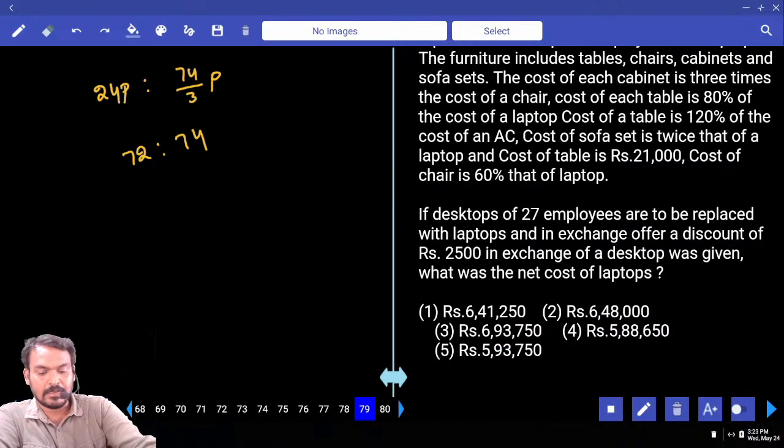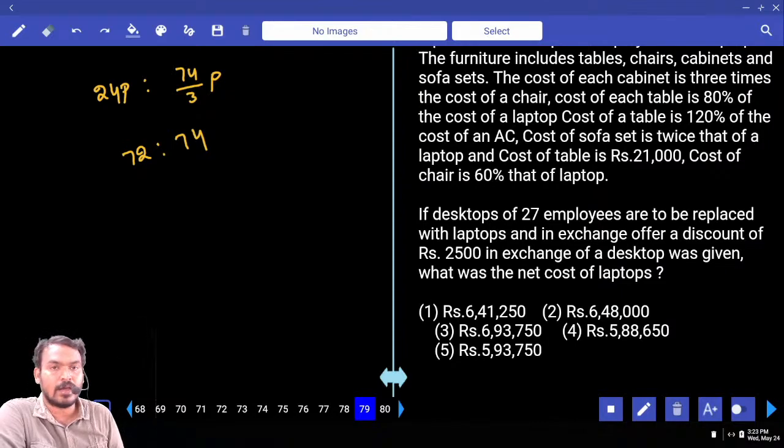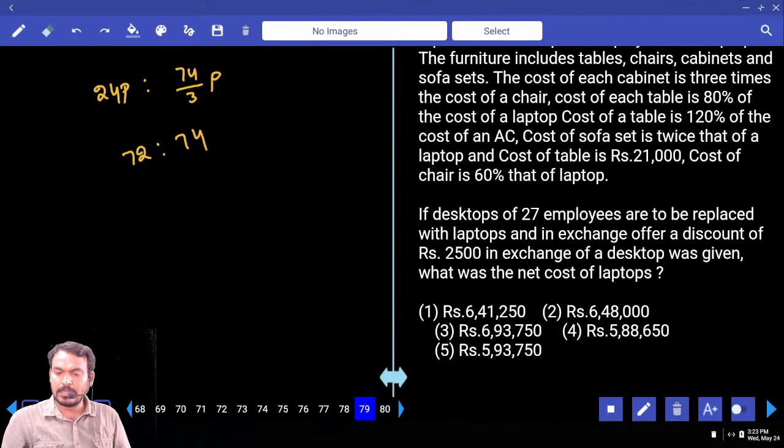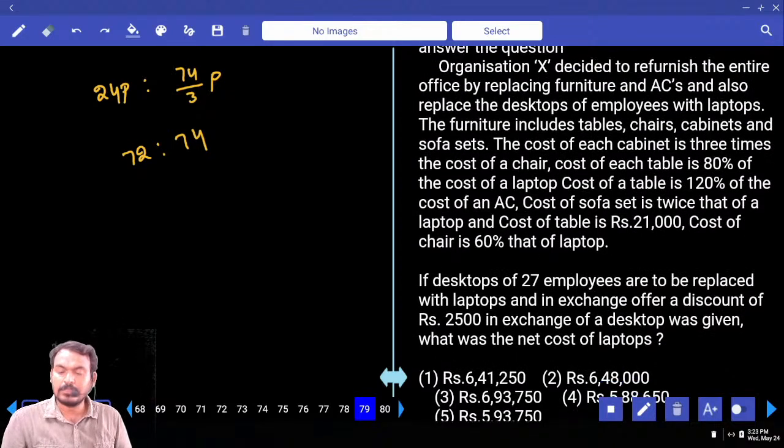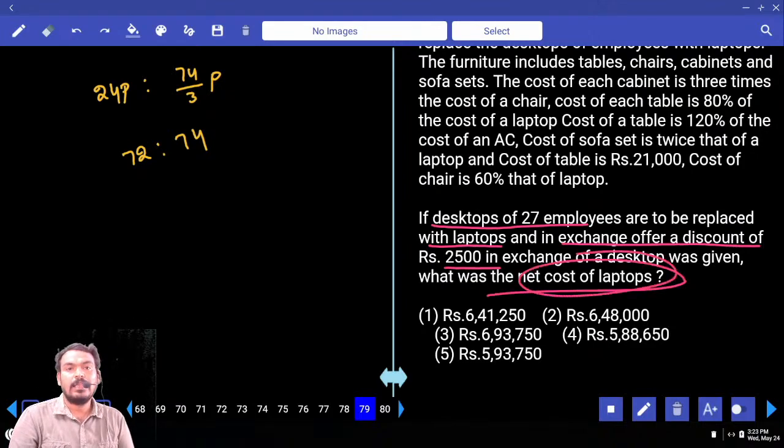Question number 79. If the desktops of 27 employees are to be replaced with laptops and in exchange a discount of 2,500 per desktop was given, what was the net cost of the laptops? How many employees are there? 27 employees. 27 employees are to be replaced with laptops. The discount is 2,500, in exchange of a desktop. What is the question here? Net cost of laptops.